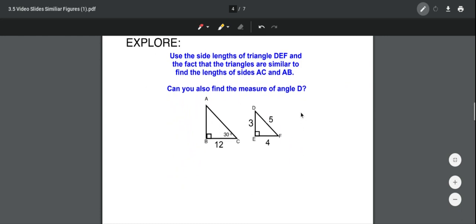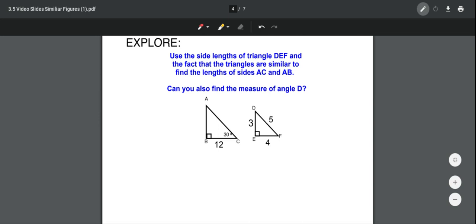Let's take a look at an example. Use the side lengths of triangle DEF and the fact that the triangles are similar to find the lengths of sides AC and AB. So knowing that those triangles are similar, we also know that they have equivalent ratios, or in other words, their sides would be proportional. So let's take a look at each side one at a time.